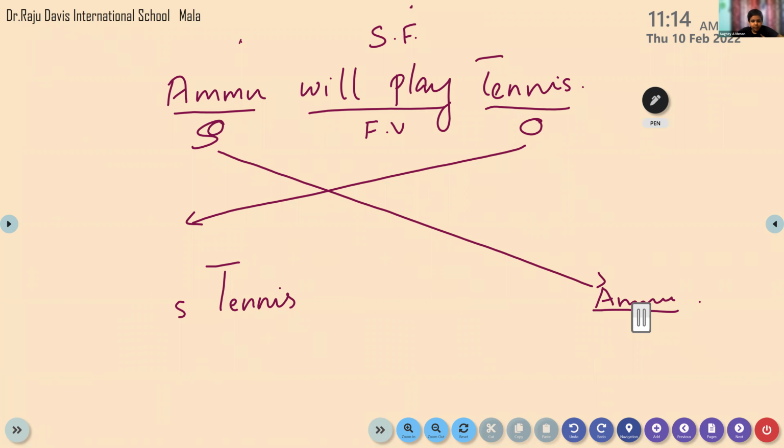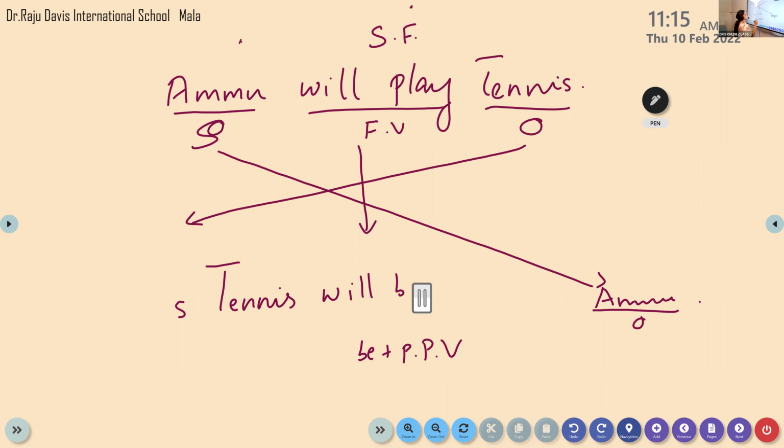Next we should do be plus past participle form. The verb must be changed into the form of be plus past participle form. So tennis will be played.